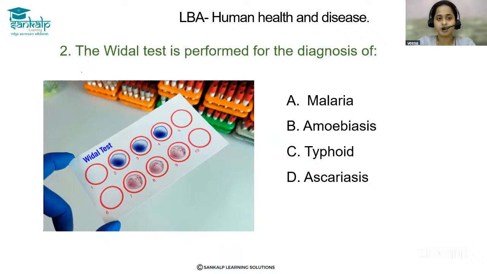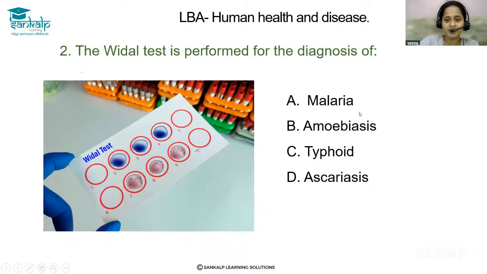Let's solve the question second. The Vidal test is performed for the diagnosis of. Okay. So here it is a specific test that is used to find out the disease. Okay. So we need to find out which disease it is. So already in your NCERT that is given.